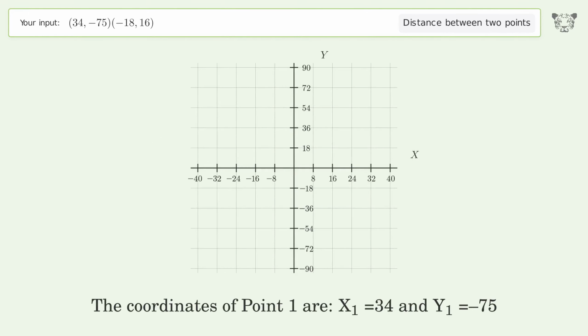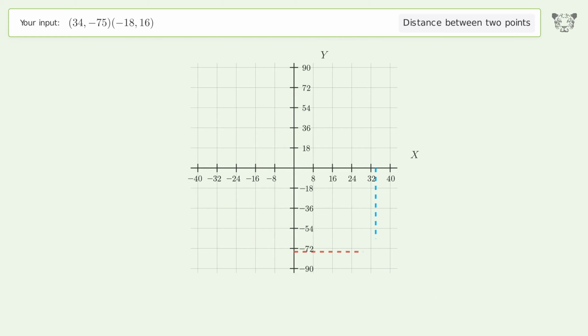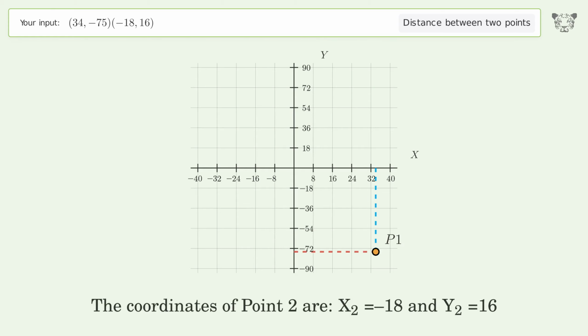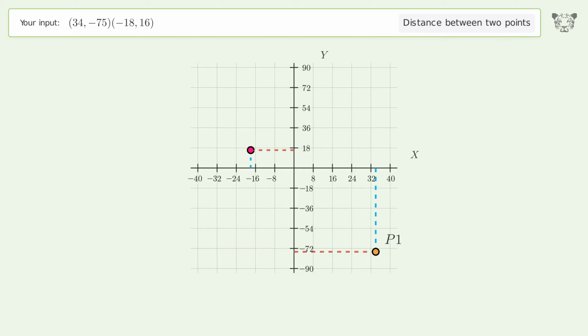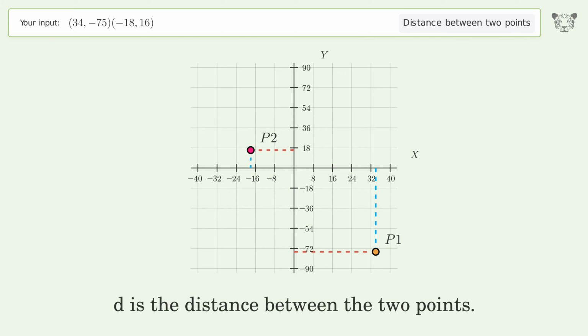The coordinates of point 1 are, x1 equals 34 and y1 equals negative 75. The coordinates of point 2 are, x2 equals negative 18 and y2 equals 16. D is the distance between the 2 points.